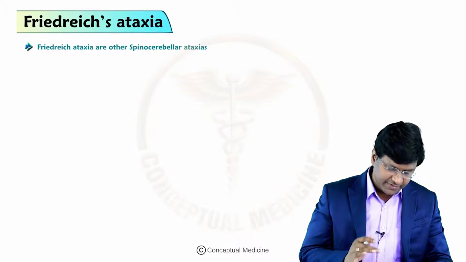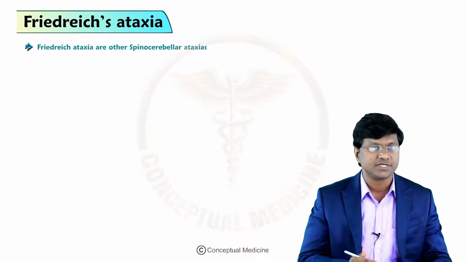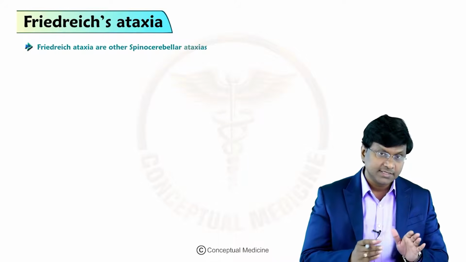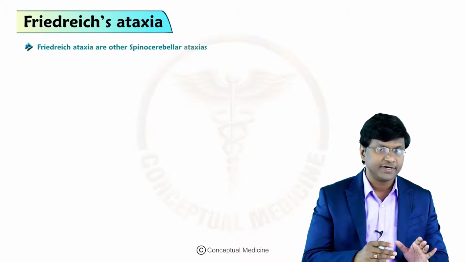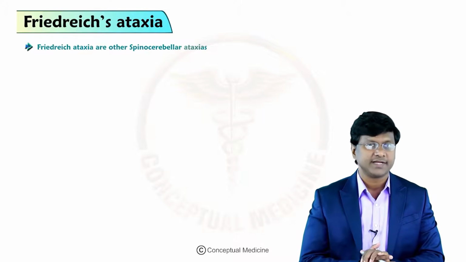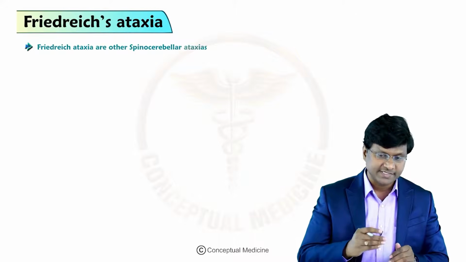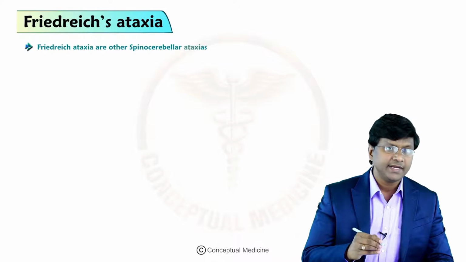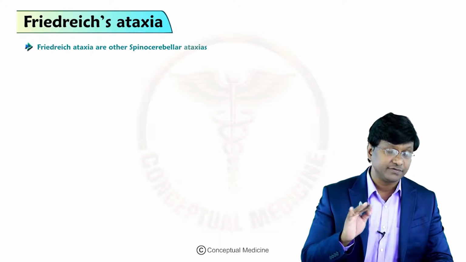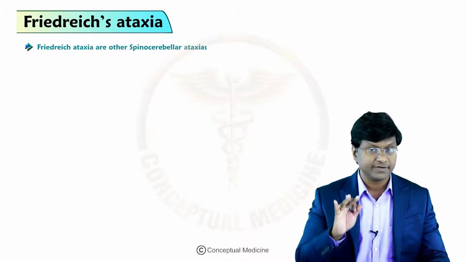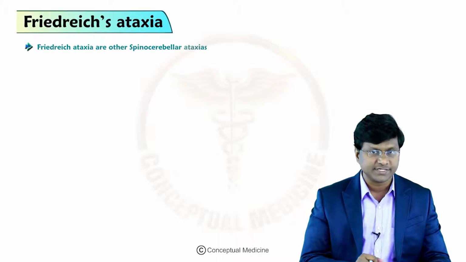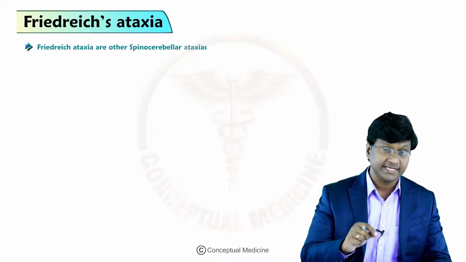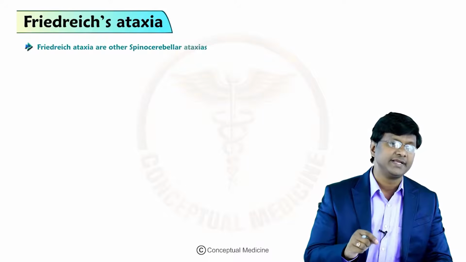Now, if you take Friedreich's ataxia and the other spinocerebellar ataxias, the differential diagnosis for Friedreich's ataxia are the other spinocerebellar ataxias, right? Friedreich's ataxia is a subtype of spinocerebellar ataxia. So the differential diagnosis will be the other subtypes of spinocerebellar ataxia. We have a total of 30 types of spinocerebellar ataxias, and these spinocerebellar ataxias exhibit an autosomal dominant inheritance pattern.